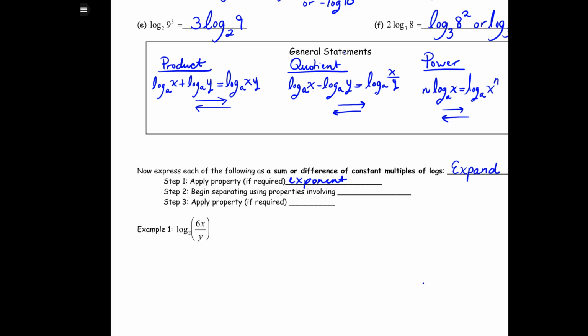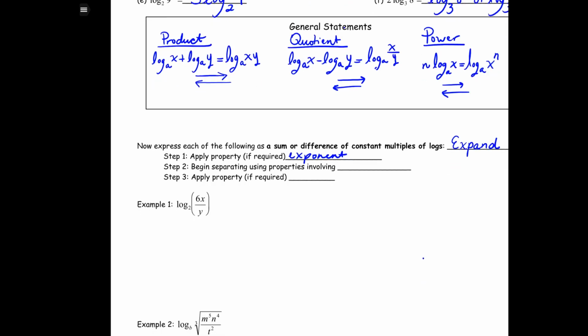Then you would begin separating using properties involving addition or subtraction, aka the product and quotient property. And then finally, you would want to work with the exponent again at the end, and you'll see how this all comes into play in the next few examples.